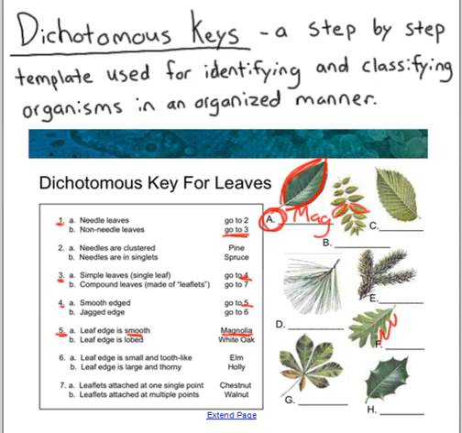So this gives us a way to identify and classify species in biology. It's a very useful tool. It's called a dichotomous key.